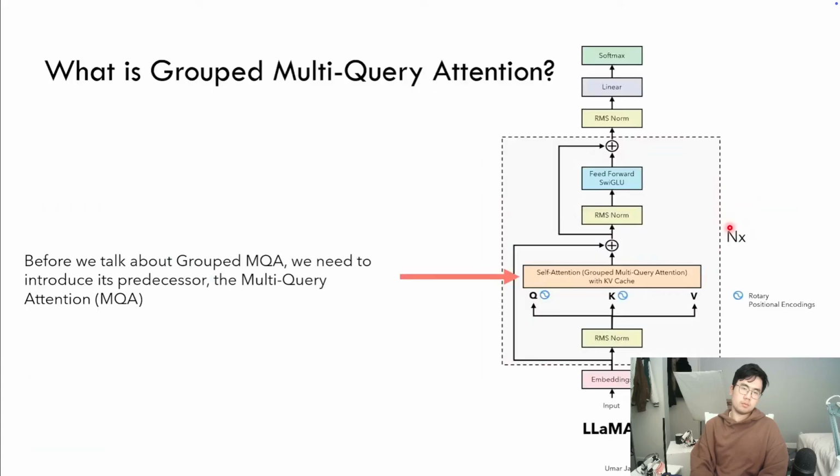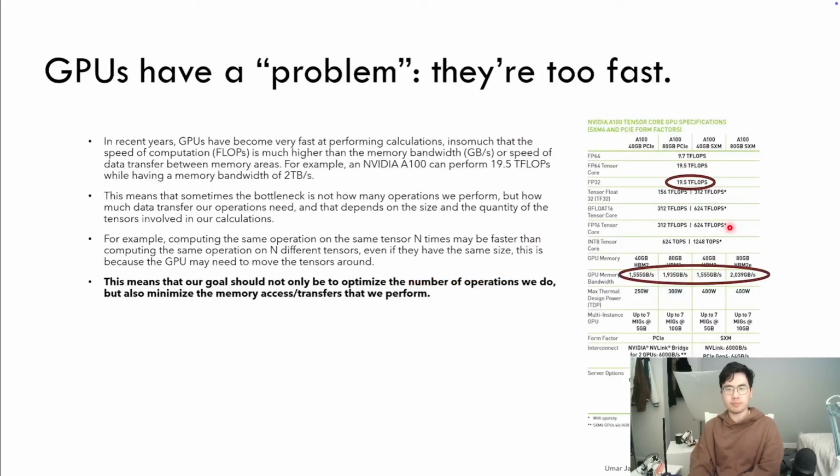The next layer that we will be talking about is the grouped multi-query attention. But before we talk about the grouped multi-query attention, we need to introduce its predecessor, the multi-query attention. So let's start with the problem. The problem is that the GPUs are too fast. If you watch this datasheet, this is from the A100 GPU from NVIDIA, we can see that the GPU is very fast at computing and performing calculations, but not so fast at transferring data from its memory.